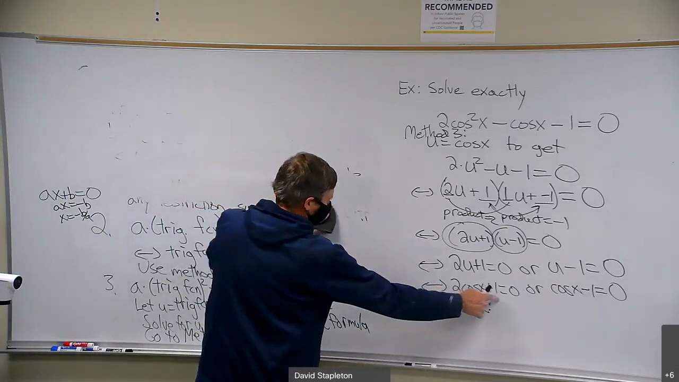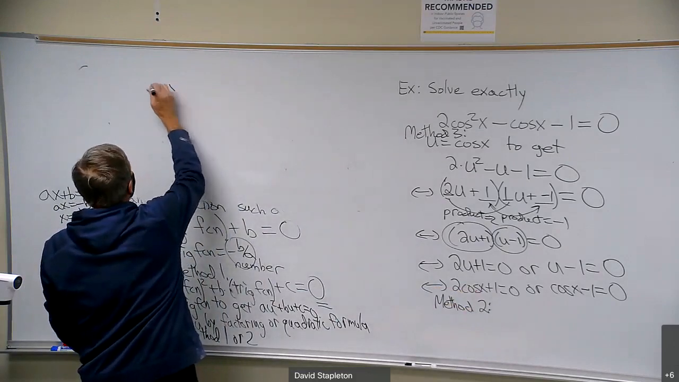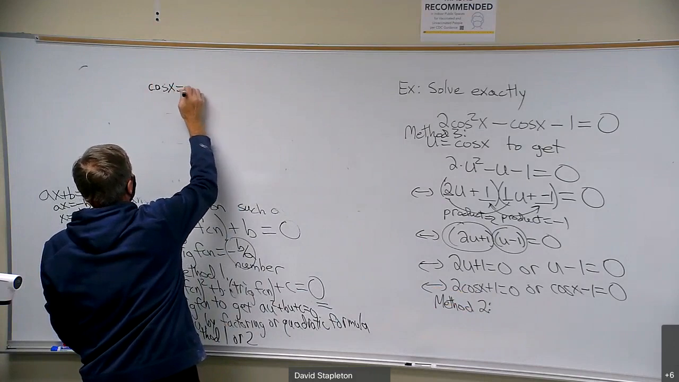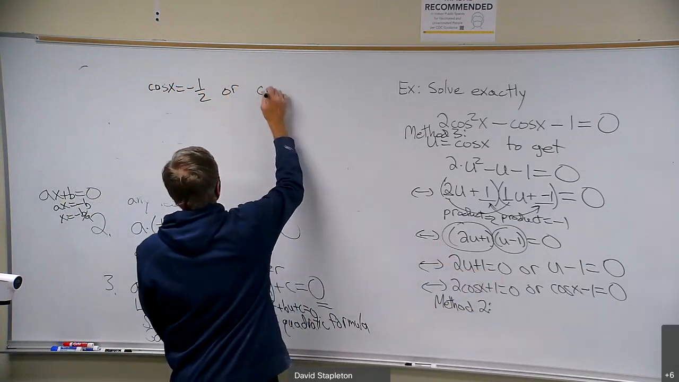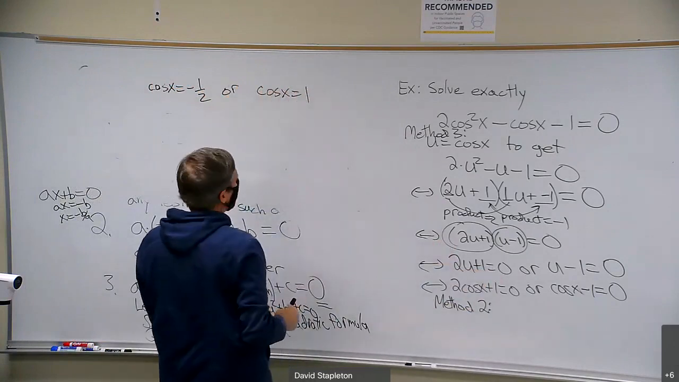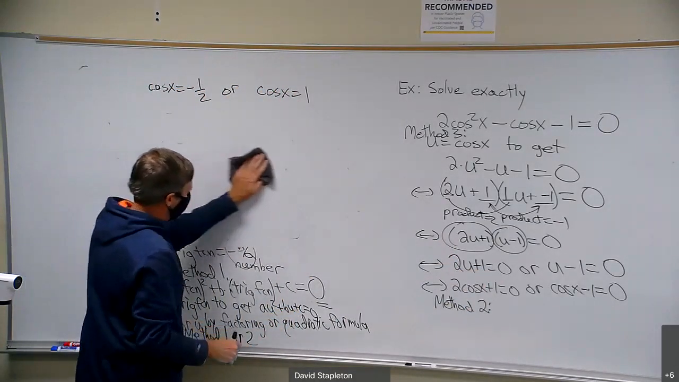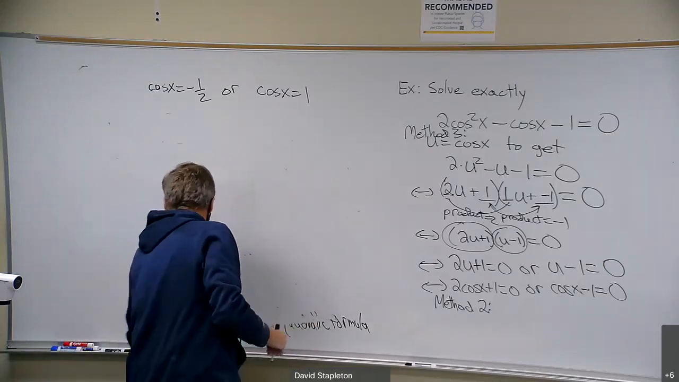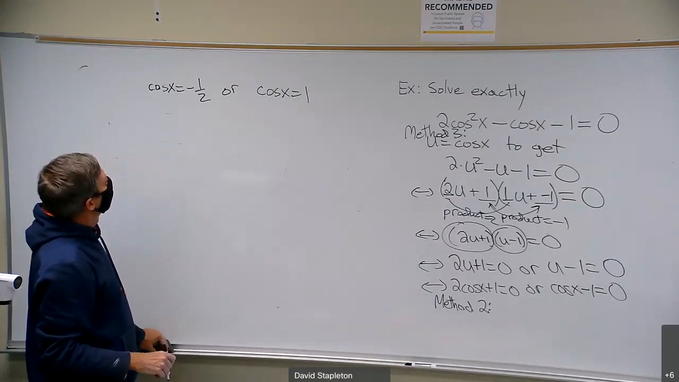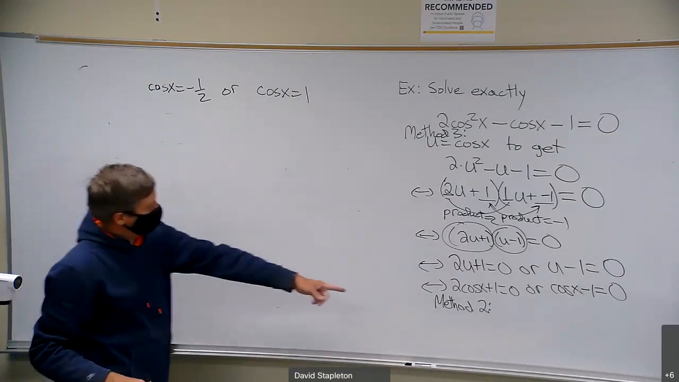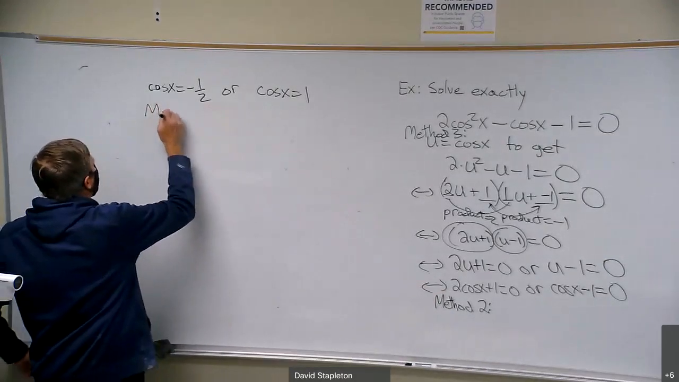So the first one, I subtract 1 and divide by 2. And I get cosine x equals minus a half. And the second one, I add 1 to each side and get cosine x equals 1. I don't even need to divide. So my quadratic equation is equivalent to those two linear equations, which are then equivalent to these two trig function equal a number. Now I go to method one.